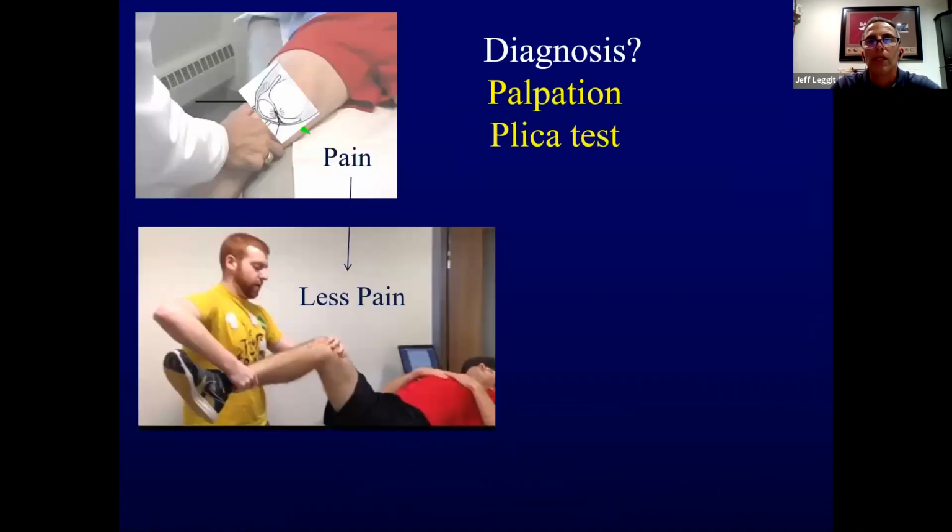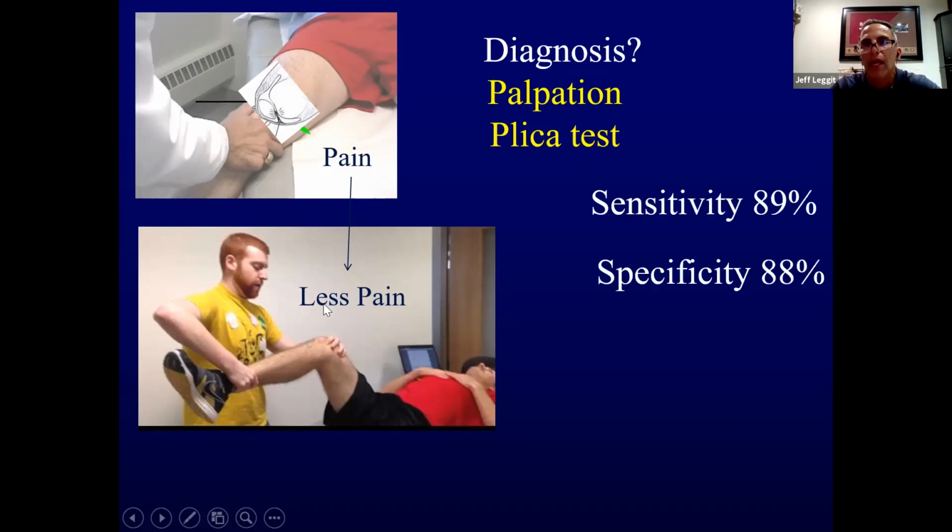So how do we diagnose it? There's this thing called a palpation plica test. Remember, the medial plica is the most common. The examiner is pushing the patella laterally, trying to compress the patella against the medial femoral condyle and squeeze in extension. When they flex, you no longer have that pinch, and there should be less pain. The authors report a pretty high sensitivity and specificity on that.